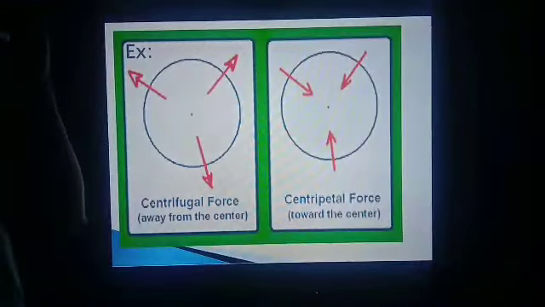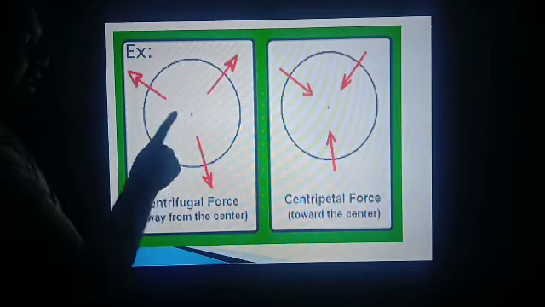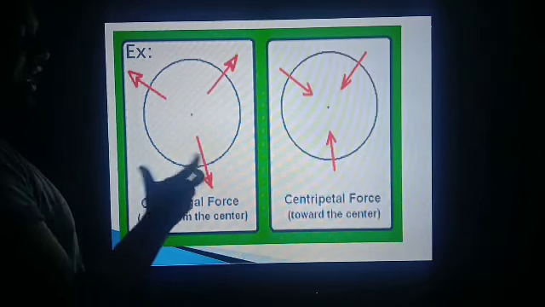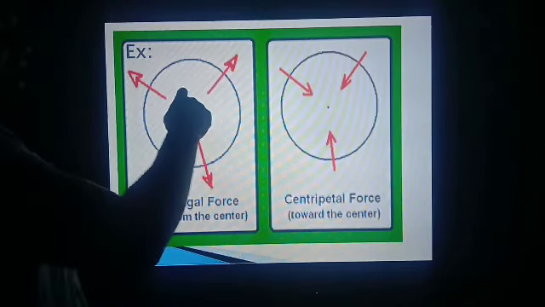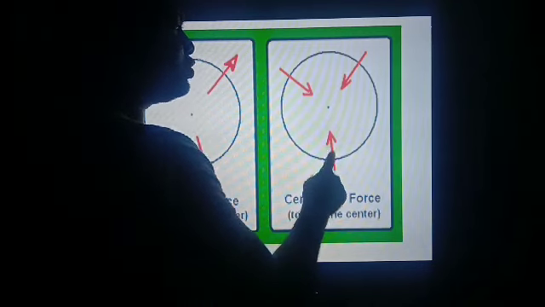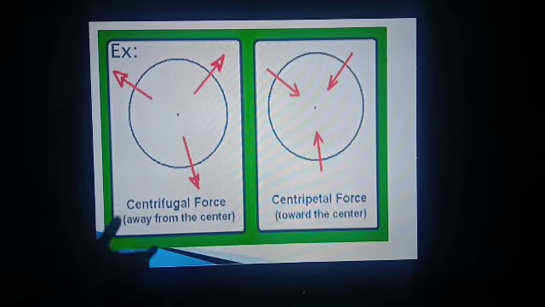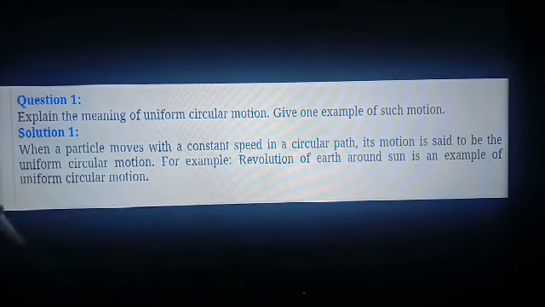Now, what is the difference between centripetal force and centrifugal force? See, the direction of centrifugal force is away from the center, but the direction of centripetal force is towards the center of the circular path. Now we discuss the numericals on UCM, or uniform circular motion.